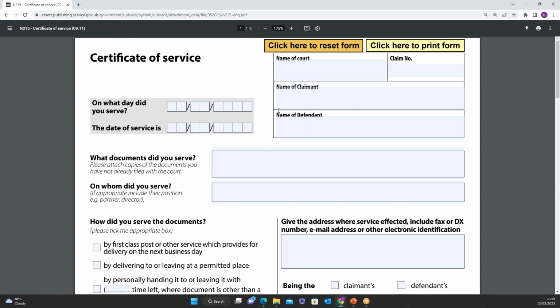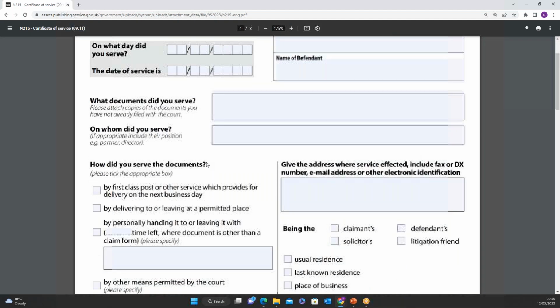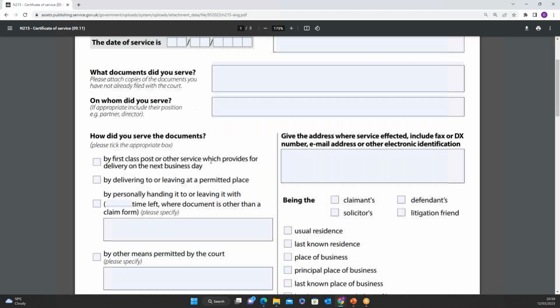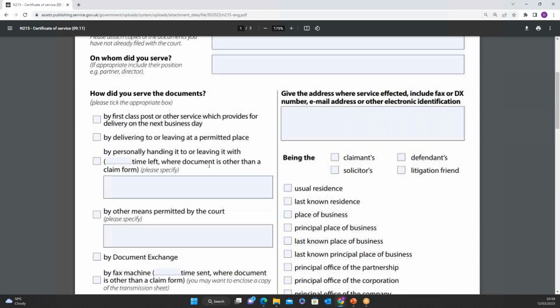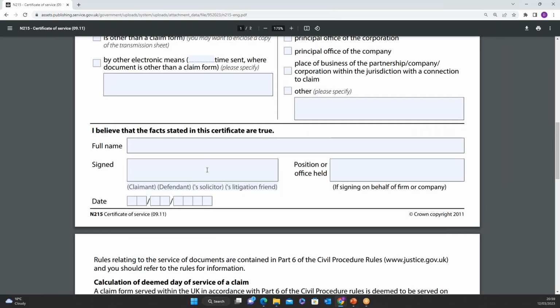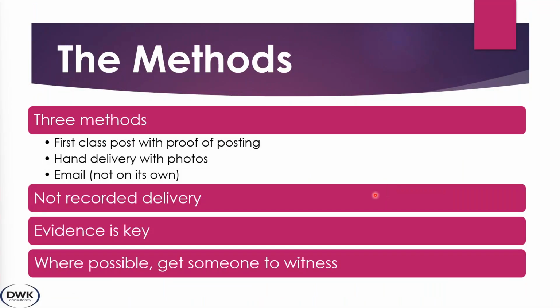And as you can see, it's just got name of claimant, name of defendant, what day did you serve the notice, who did you serve it upon, how did you serve it, where did you serve it, and then basically signing it and dating it. So it's not overly complex. It may look complex as it uses legal jargon, but it's relatively straightforward. It's only asking for information that you would have as a landlord or agent. So they're the methods. And then my last slide is about service time, which is really important.